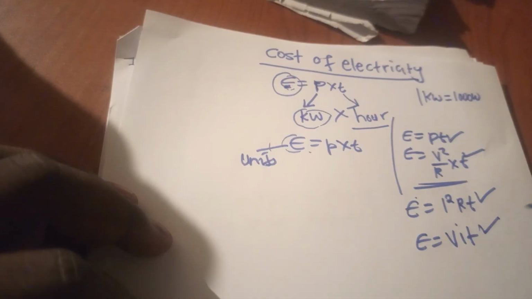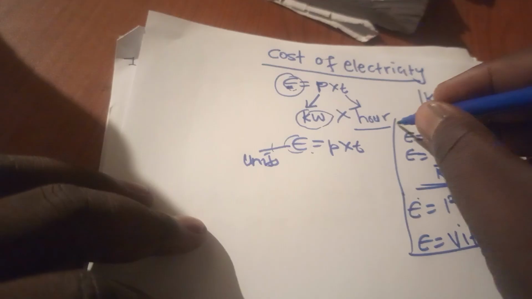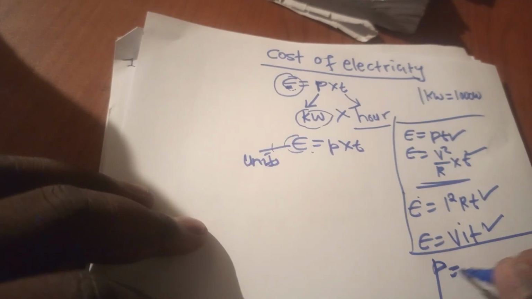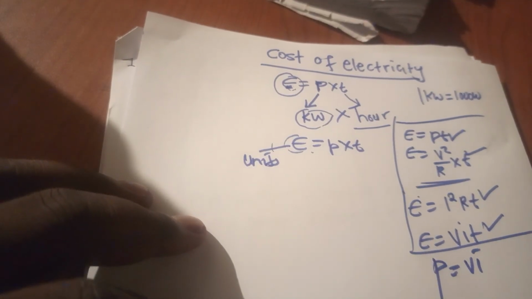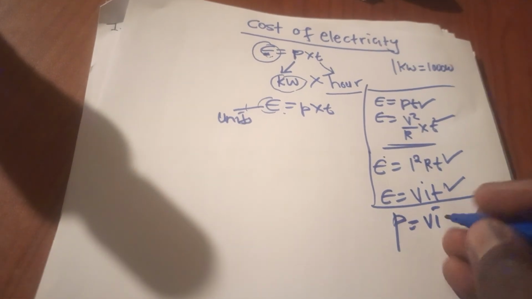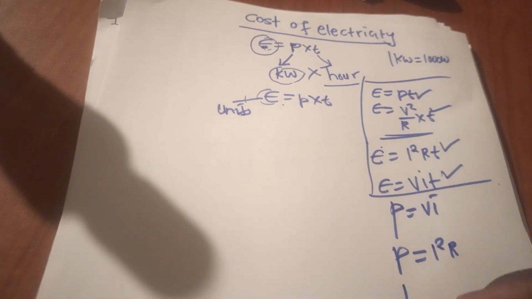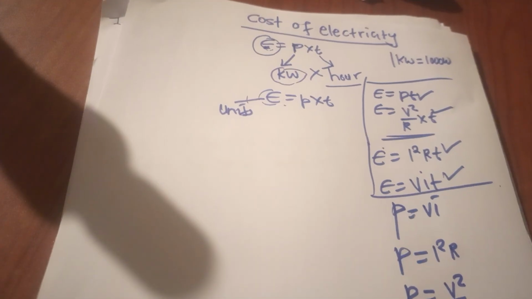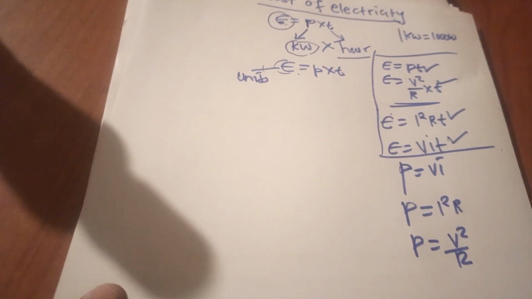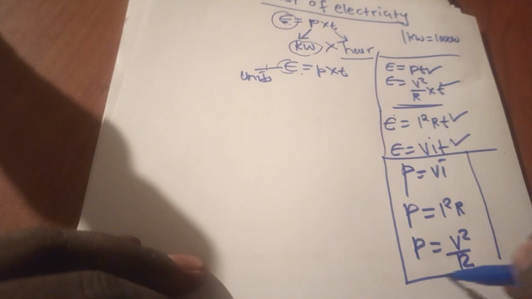Then if I want to find power, I can say power is equal to VI. Apart from that, I can say power is equal to I squared resistor. Again, power is equal to V squared over resistor. So all these are the formulas for power. Don't forget these formulas, very important.